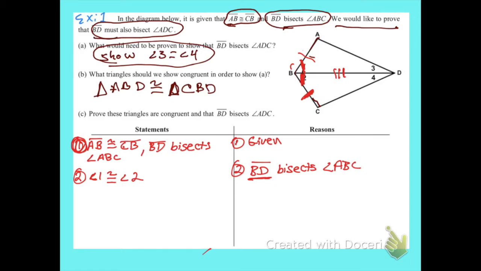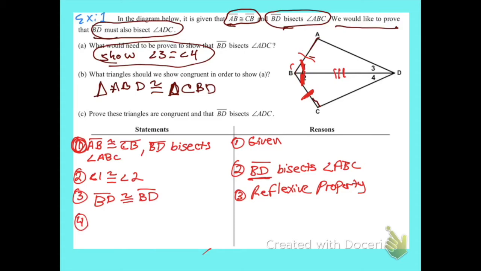Statement number 3 is that BD is congruent to BD by the reflexive property. We should already be comfortable with the reflexive property. Vertical angles, the reflexive property, or parallel lines cut by a transversal, that's what you look for. Statement number 4: I now have my 3 reasons, my 3 congruent statements. Here I have an angle, here I have a side, and here I have another side. So it's spelled out for you.